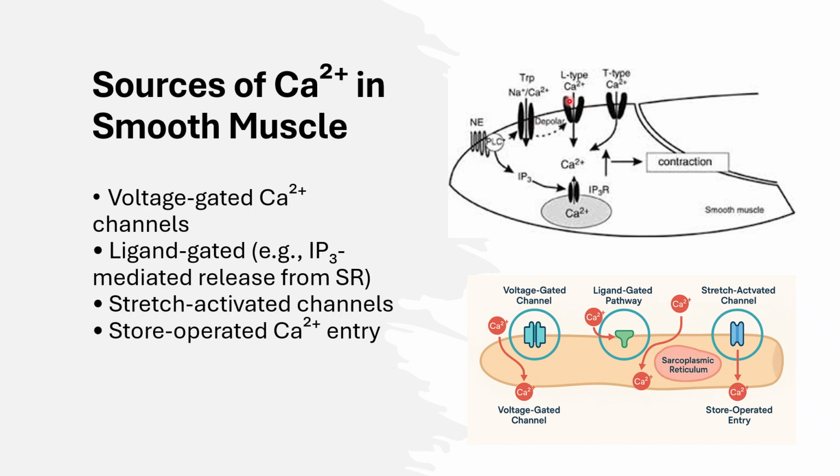Now, how does all of this come together? When all of these channels open and allow calcium ions to enter, that's positive ions, the cell membrane becomes depolarized. The depolarization leads to opening of more voltage-gated calcium channels, allowing more positivity. This creates a kind of positive feedback loop that amplifies calcium entry. So it's all about the entrance of calcium ions, positivity, and depolarization of the cell membrane.